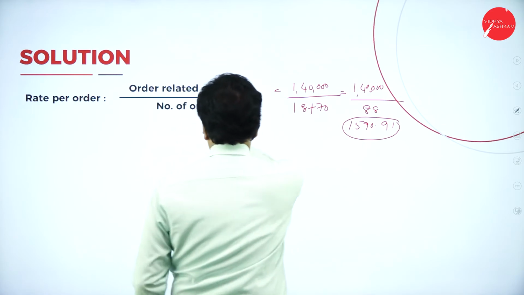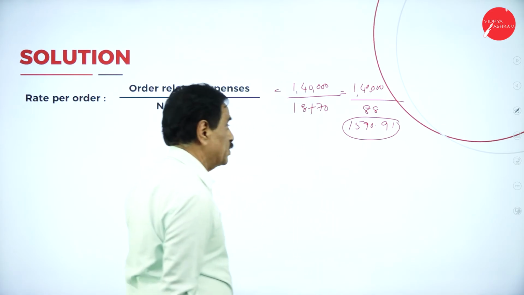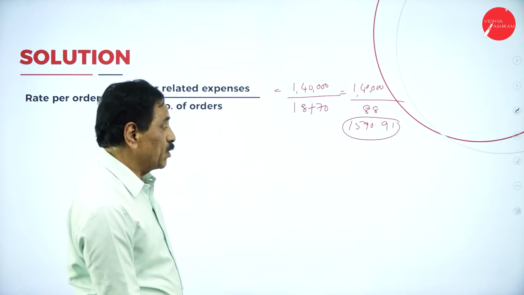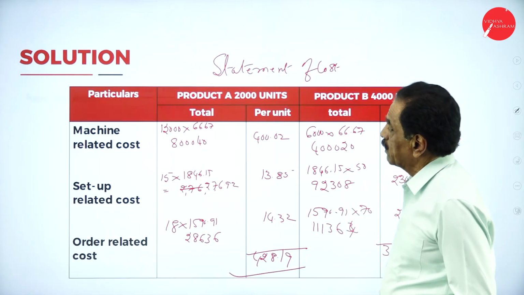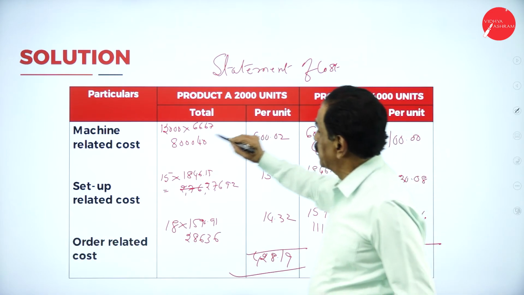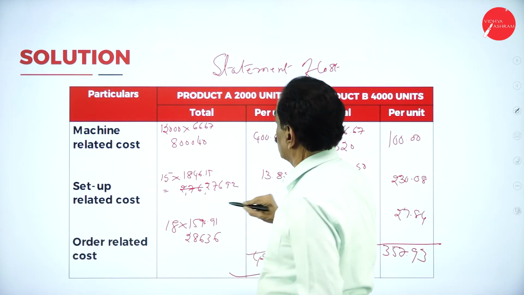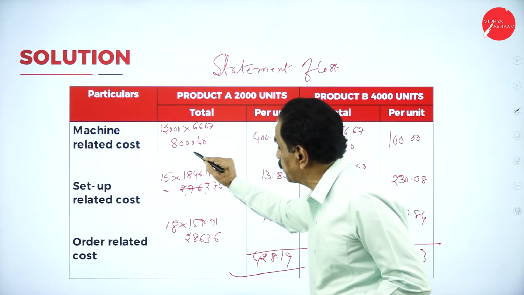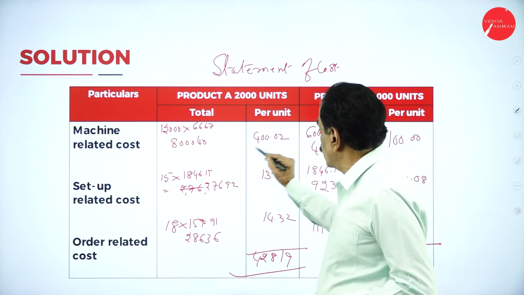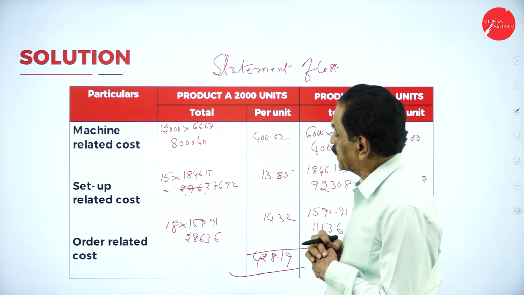1846.15. The order related expense, 1,40,000 divided by 88, is 1590.91. So this is the rate per order. If we go with a statement of cost, the machine related cost is 12,000 hours at the rate of 66.67, divided by 2,000 units, which will come here.